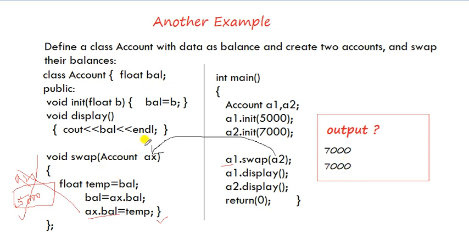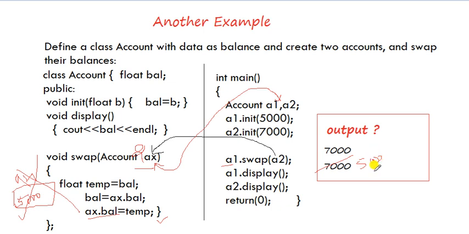So to reflect the modification back, you need to collect it by reference. So this is a reference operator. Once you create an alias name, AX will point to A2. So AX and A2, they are one and the same now. Any modification done to AX will reflect in A2. Any modification done in A2 will reflect in AX. So now you modified AX dot balance to temp, that was 5000. So in the modified version, you will get the output as 7000 and 5000.